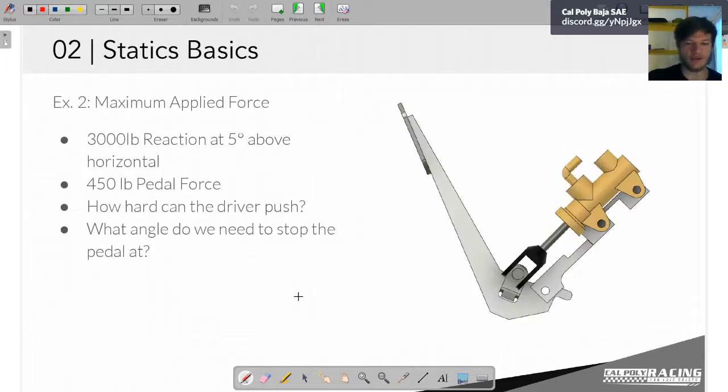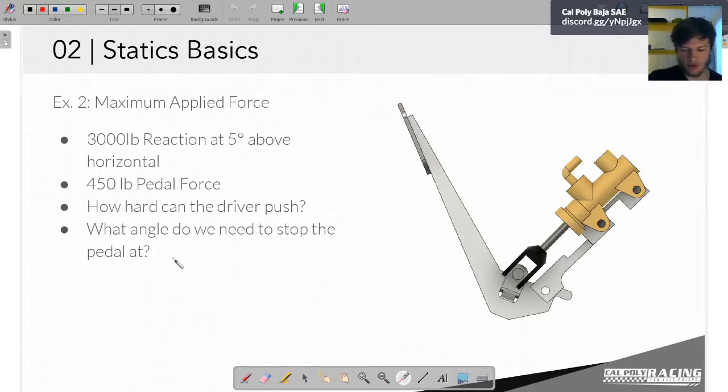So just as a refresher, this was the problem that we didn't get to last time. This example, we had a 300-pound reaction down here, and then a 450-pound pedal force, so that means the force coming from the brakes is 450 pounds. We were asking how hard can the driver push and what angle do we need to stop at?